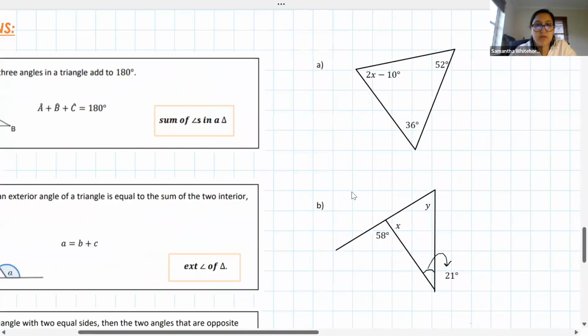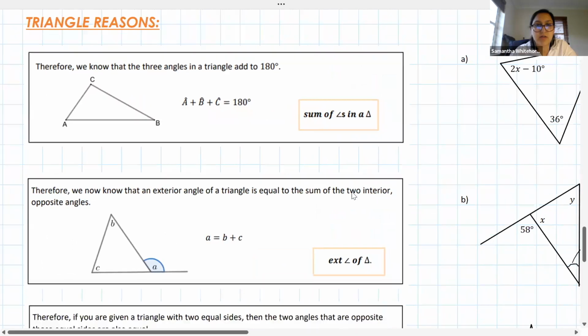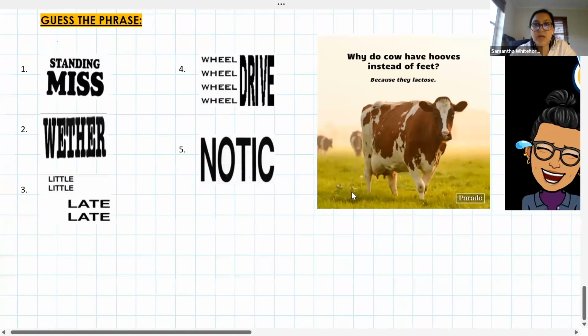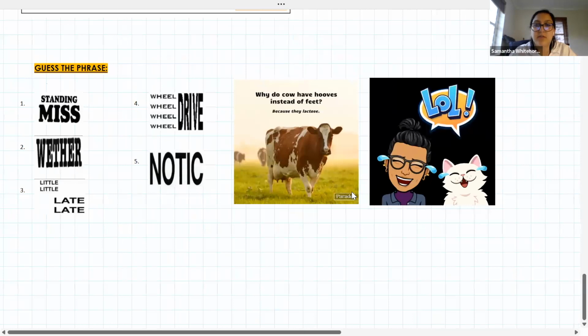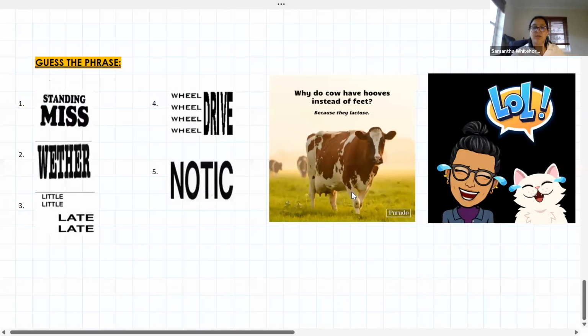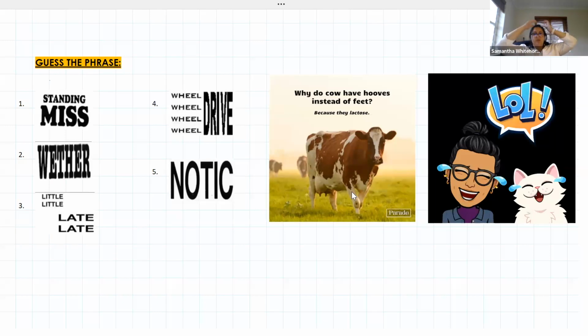All right, so I do want to look at triangles, but I do think we need a little break. Let's have a little brain break. I'm not going to do a long brain break, like 3 minutes. You can try the guess the phrase if you want. I'll give you the answers in a few minutes, but otherwise just take a second, get up, stretch, go to the bathroom if you need to, go get a glass of water if that's what you need, and let's carry on in, let's say, 3 minutes.